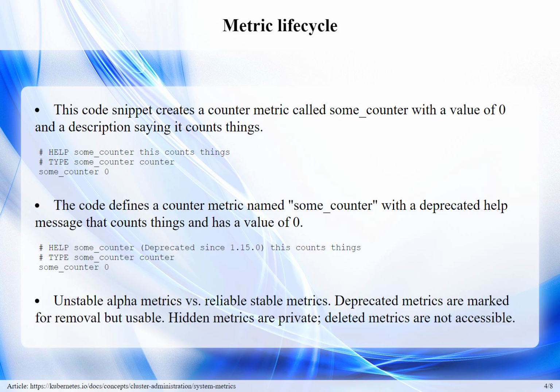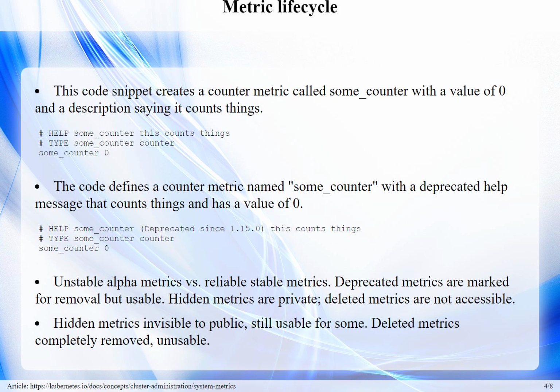Alpha metrics are unstable and can be changed or removed anytime. Stable metrics, however, are reliable and will not be altered or deleted without prior deprecation. Deprecated metrics are marked for eventual removal but can still be utilized until they are completely replaced. Hidden metrics remain usable but are not displayed publicly.